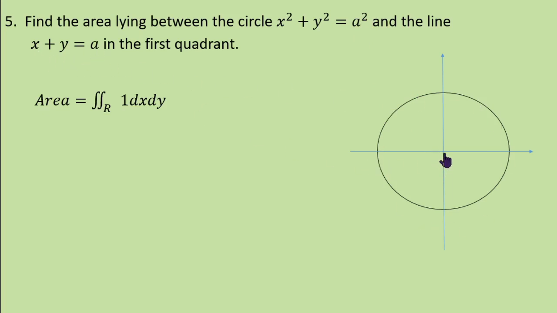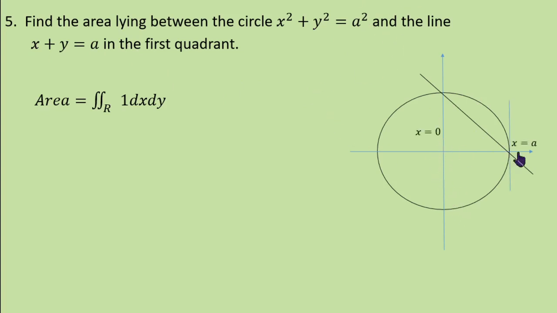See, when y is 0, x equal to a. That means this point. And when x is 0, y is a. So this point. Line joining these 2 points. So in the first quadrant, the area lying between the circle and the line means this area. Here, this is the point x is a, x varies from 0 to a. For each x, y varies from this line to the circle. The line equation is y is a minus x and the circle is root a square minus x square.